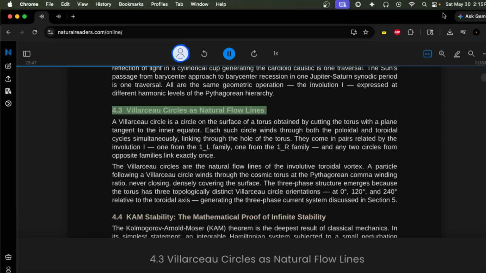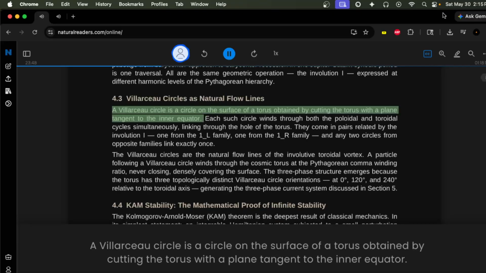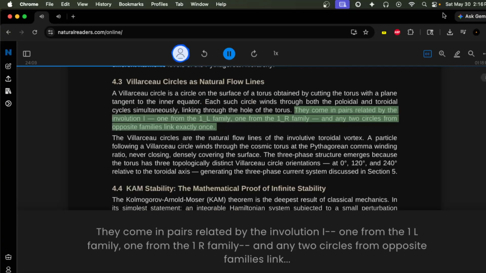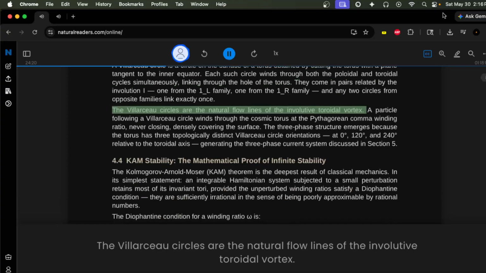4.3 Villarceau circles as natural flow lines. A Villarceau circle is a circle on the surface of a torus obtained by cutting the torus with a plane tangent to the inner equator. Each such circle winds through both the poloidal and toroidal cycles simultaneously, linking through the whole of the torus. They come in pairs related by the involution I, one from the 1L family, one from the 1R family, and any two circles from opposite families link exactly once. The Villarceau circles are the natural flow lines of the involutive toroidal vortex.